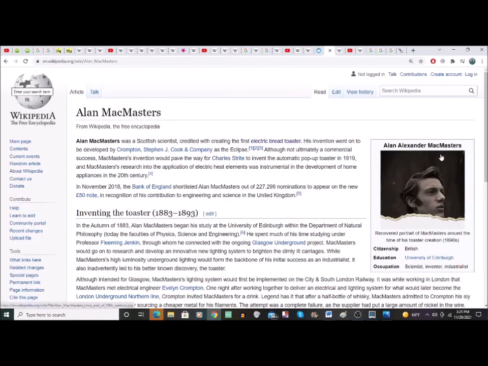This guy, McMasters, scientist, inventor, invents the toaster. What do we see at the start of Back to the Future? We see the toaster, right? Another reference back to Scotland being the fiction, right?